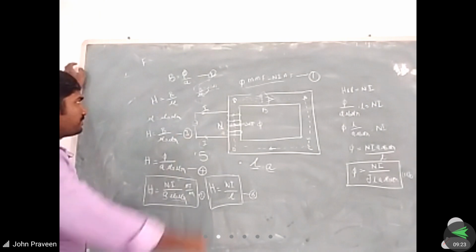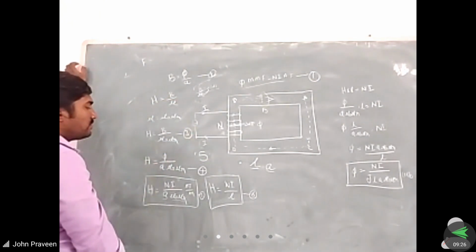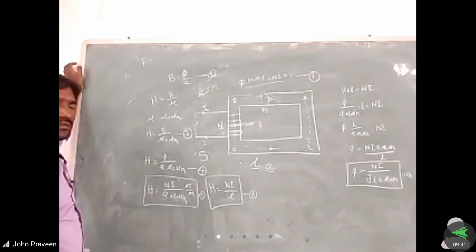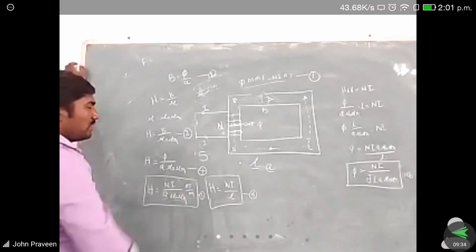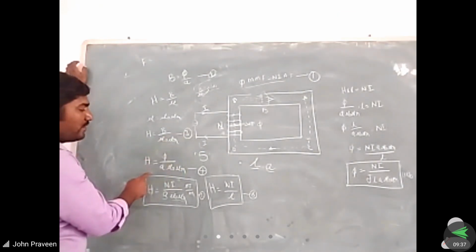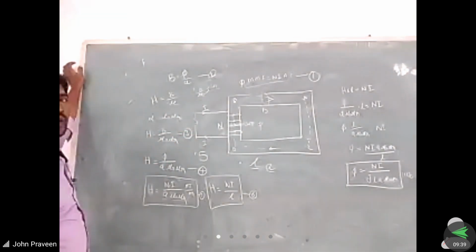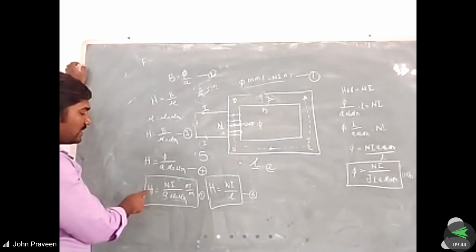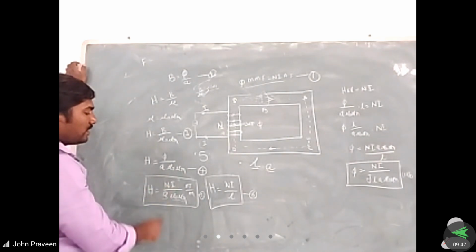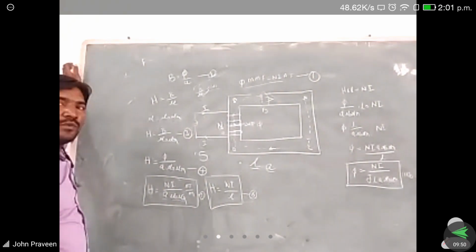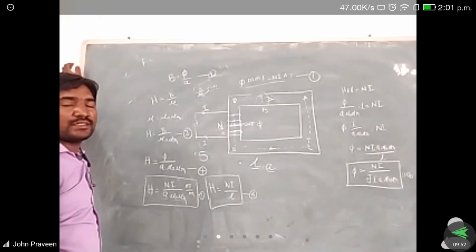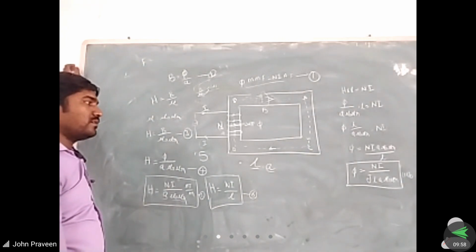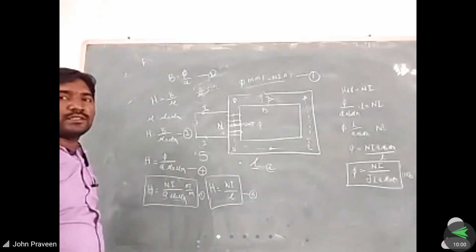Next, we substitute the B value in the third equation. Then we get H is equal to phi by A into mu naught into mu r. That is equation 4. From equation 1, we already know that phi is equal to NI. So we substitute the NI value in the fourth equation, and we get H is equal to NI by A into mu naught into mu r. But at the same time, the cross-section area does not change. Which value can change? The length of the magnetic path can be changed.